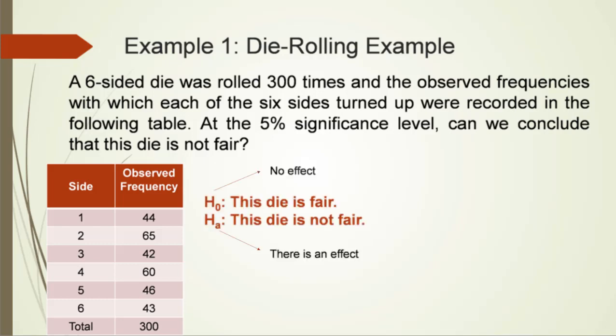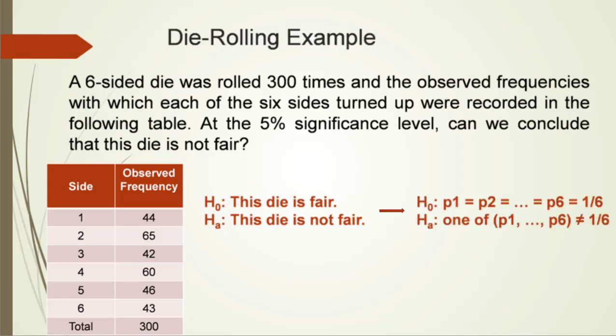In general, the null is a statement claiming that there is not any effect going on, whereas the alternative is a statement claiming that there is some kind of effect going on. Having no effect means this die is fair, under the context of this example. Having an effect means that this die is biased or not fair.